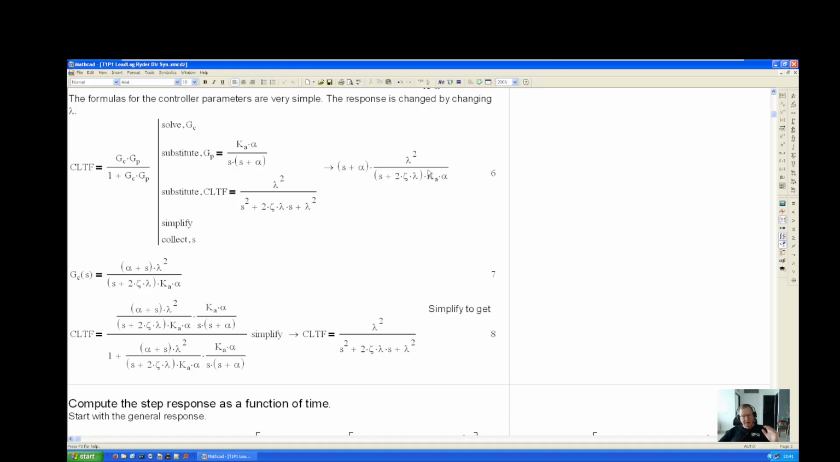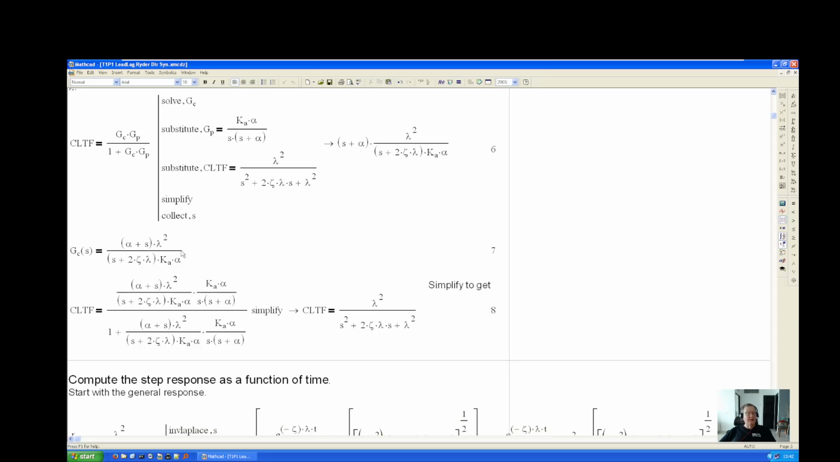resulting controller. Now, this is my desired response, and what I've done is I've simplified the system from a 3-pole response down to a 2-pole response, and I've used one pole to cancel the zero. So there's no zero in the final transfer function, and there's just the open loop pole, and then this lambda squared over Ka alpha is the gain. So this is the equation written out.